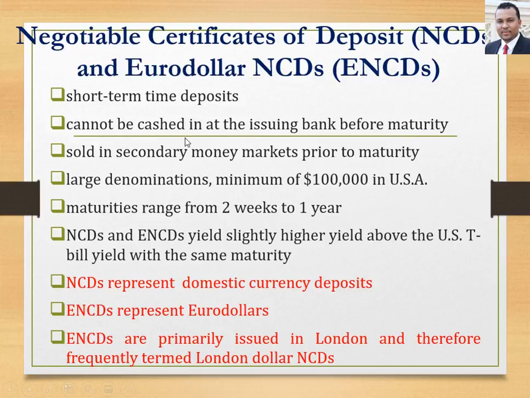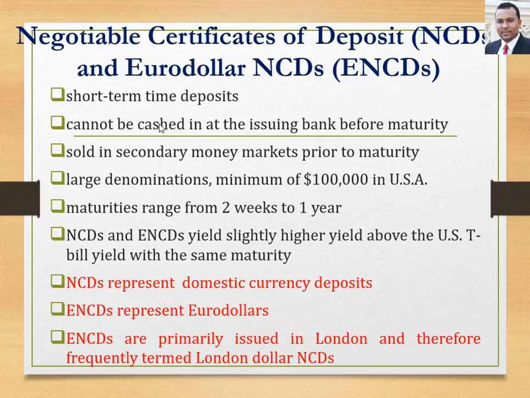NCDs and ENCDs are sold in the secondary markets prior to maturity. You can trade in the two certificates. What about denominations? The minimum is $100,000. So many financial or non-financial institutions can participate effectively in this market, while individual participation is limited because of the large denominations of dollars.